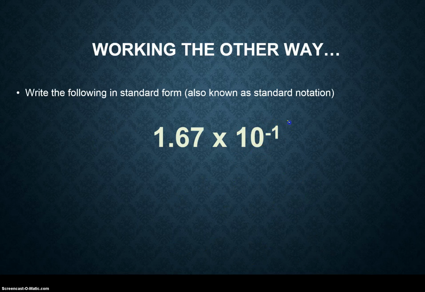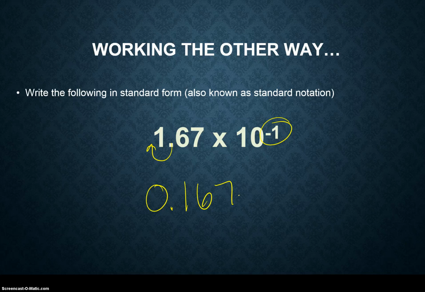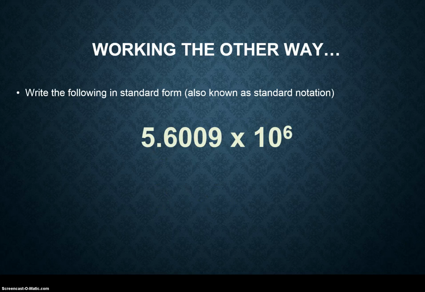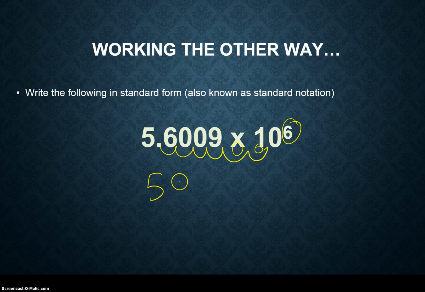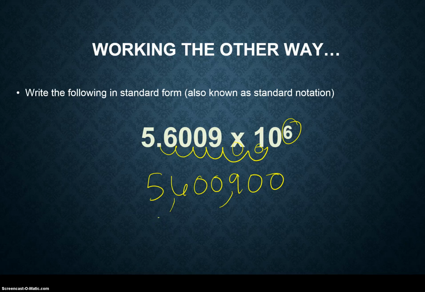One exponent to the left, that just means it's going to go right there, 0.167 or 167 thousandths. This number has an exponent that's positive, so I'm going to move to the right. 6 values, 1, 2, 3, 4, 5, 6. I have 2 places where I have to fill in a 0. Then you go back and add your comma every 3. 5,600,900.